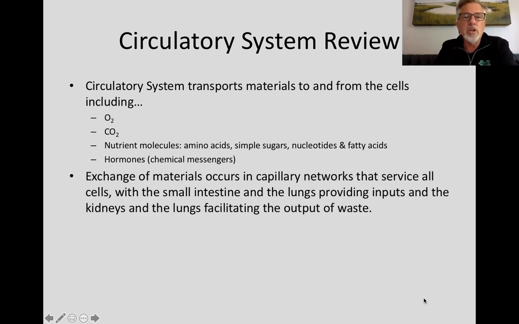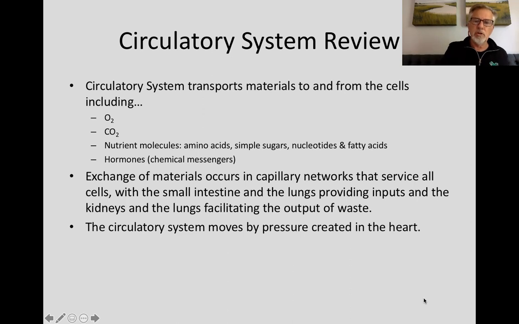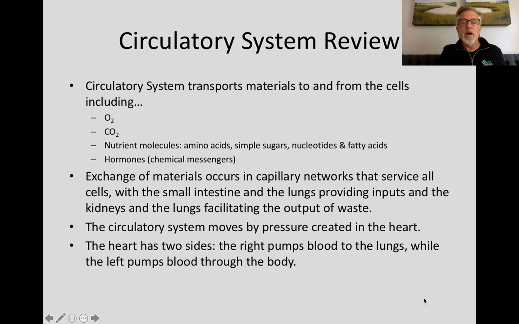In addition, the circulatory system is the place where material exchange occurs in the capillary networks, and therefore materials can be exchanged between the bloodstream and the cells. All cells are serviced by capillary networks. The small intestine and the lungs provide the inputs to the circulatory system, and the kidneys and the lungs handle the outputs, or the waste, and remove those things from the circulatory system. The circulatory system moves by pressure created by the heart. The heart has two sides. The right pumps blood to the lungs, while the left pumps blood through the body.